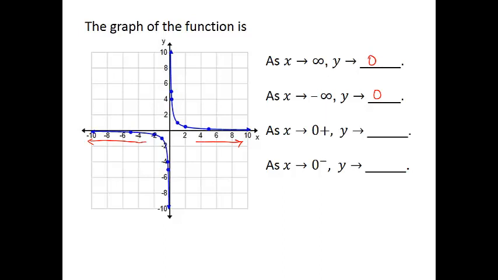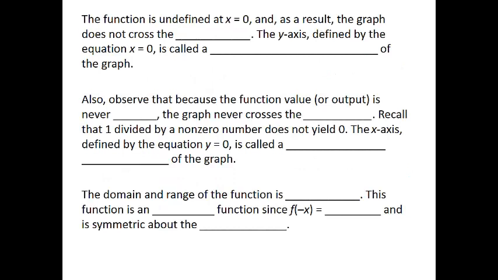Now this is where the interesting behavior takes place around this restriction of 0. As we get closer to 0 from the right, notice that y is going up without bound, so we say that y is going to infinity. As x goes to 0 from the left, notice that y continues to go down without bound, so we say that y is approaching negative infinity. The function is undefined at x equals 0, and as a result, the graph does not cross the y-axis.